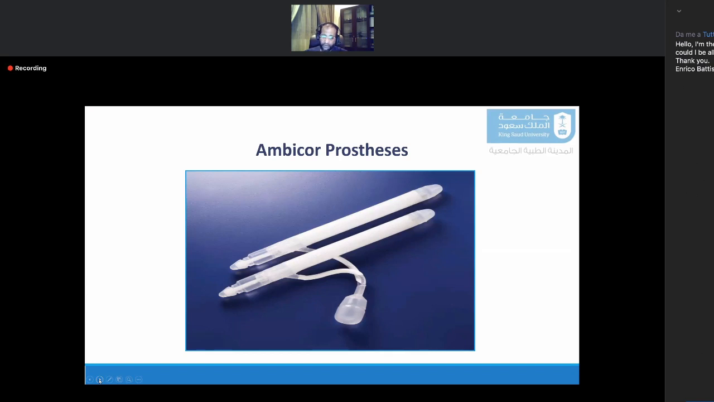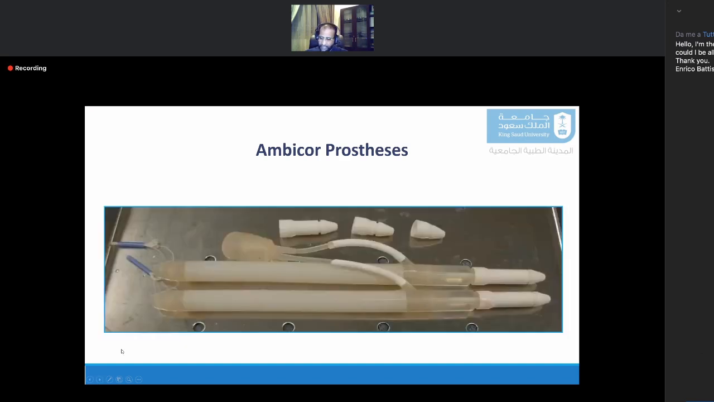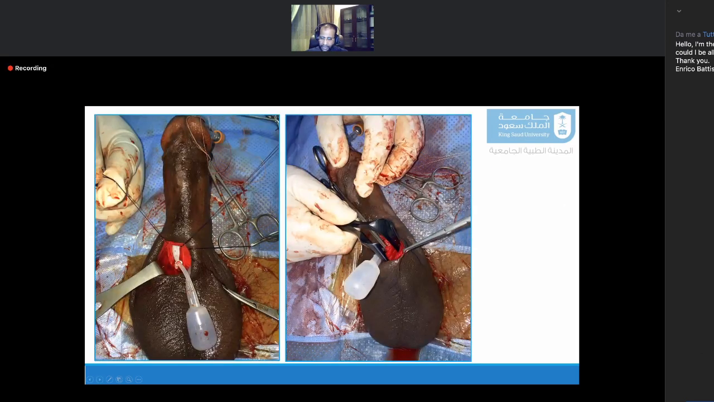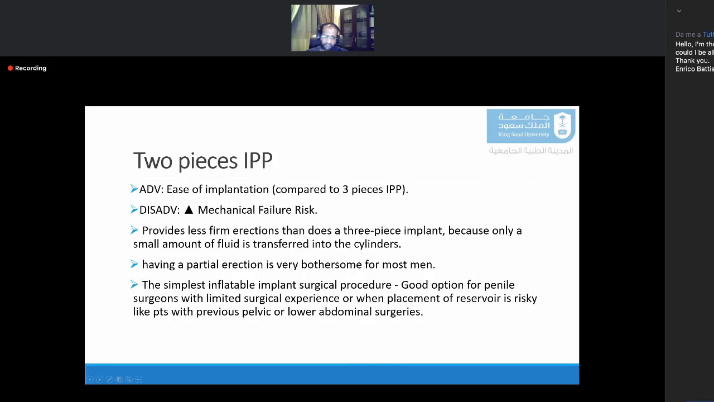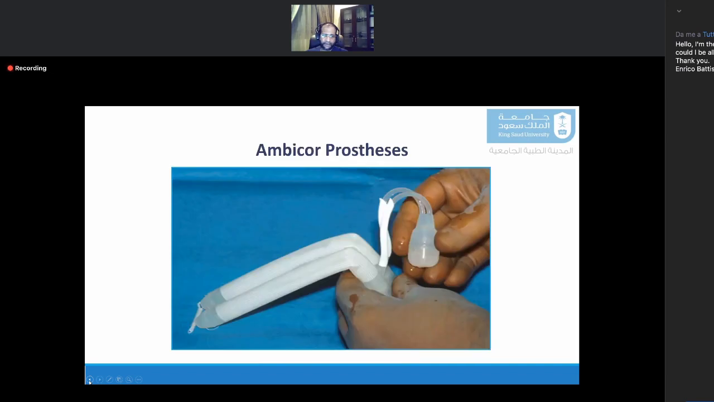During inflation, the pump transfers the solution from the small reservoir that's located close to the rear end. You can see it here, the transparent part at the distal part of the cylinder, for the inflation. And if you would like to deflate, the mechanism is different compared to the three pieces. You have to break the cylinder to empty the fluid back to the little reservoir at the rear end. It's available in multiple sizes. The slide before that, please.